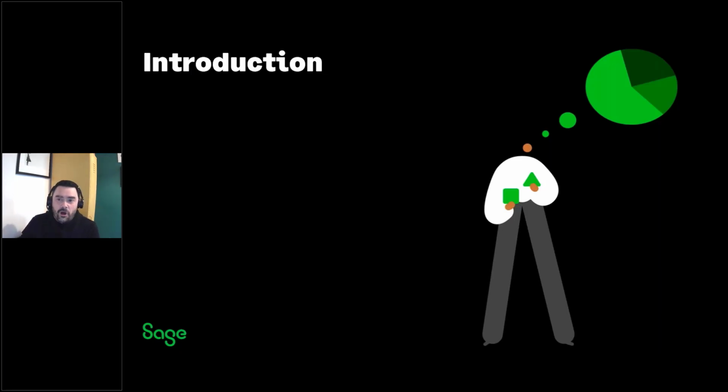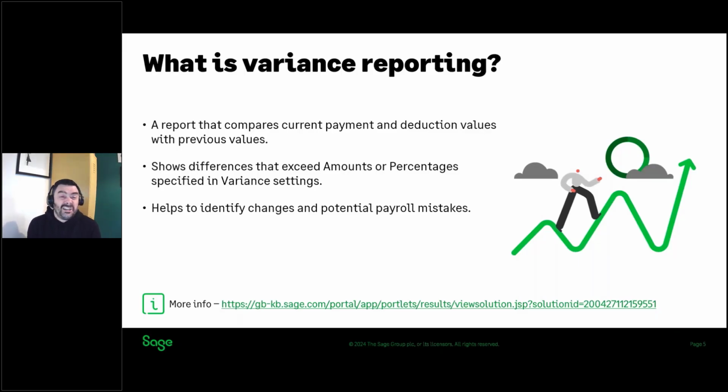Just taking that poll off screen, we'll start things off with a brief introduction explaining what variance reporting is and what it does. Essentially it's a pre-update report, so you run it before you complete your payroll, that compares current payment and deduction values with previous values. This report will then show you any differences that exceed amounts or percentages that you have specified in your variance settings. The idea is it helps you to identify changes and potential payroll mistakes.